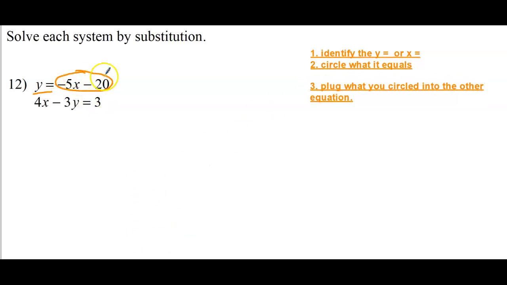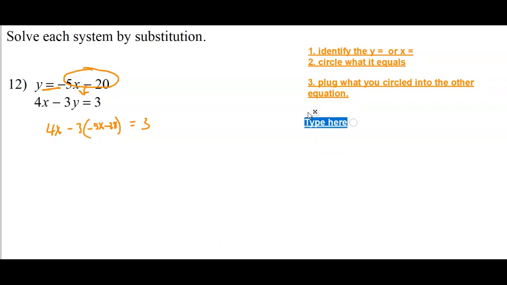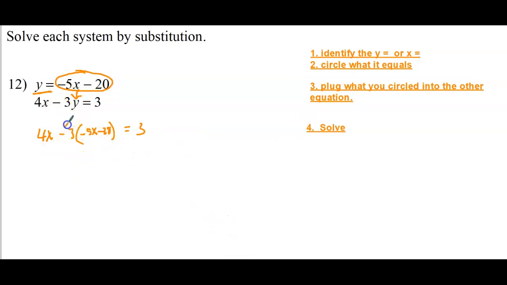So here's what I mean by that. Since y equals this, then I can replace this y in the other equation with that, since they're equal things. And so you have 4x minus 3, and instead of y, I'm going to put negative 5x minus 20 in there. After you do that step, you go ahead and solve. And this is where we get to use the don't call me stupid steps again, right? We distribute. Negative 3 times negative 5 is positive 15. And then negative 3 times 20, negative 20 I should say, positive 60.